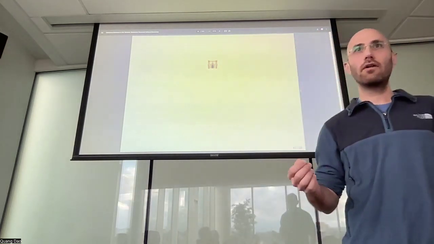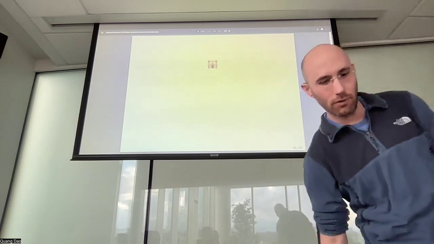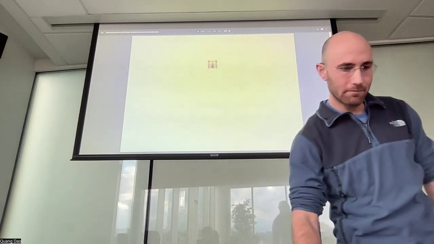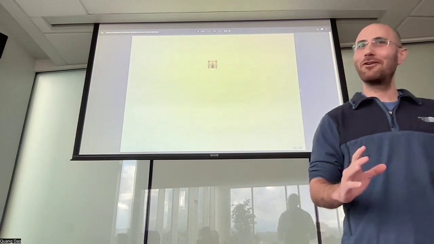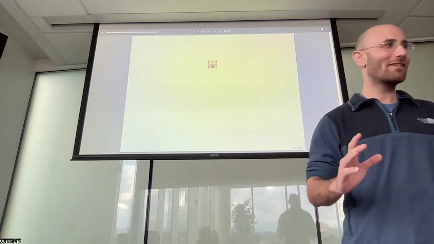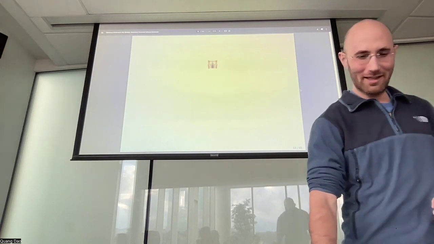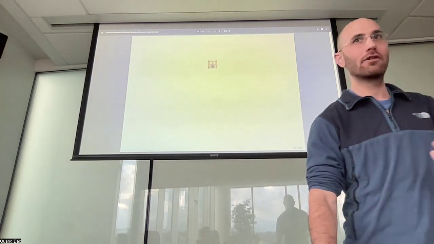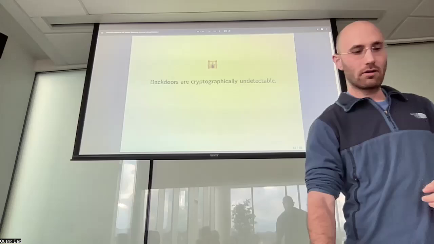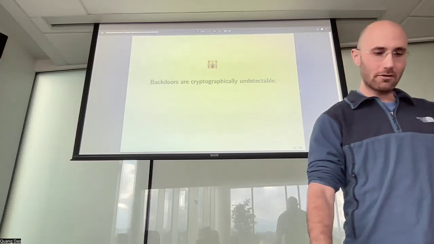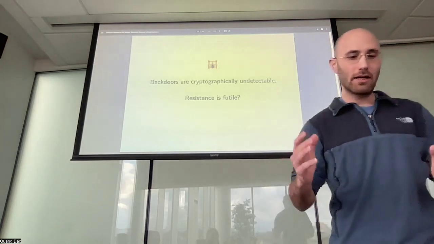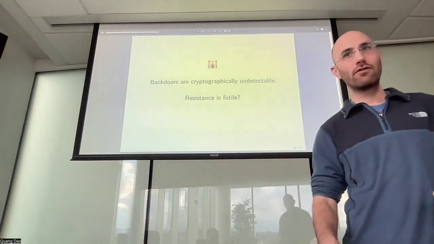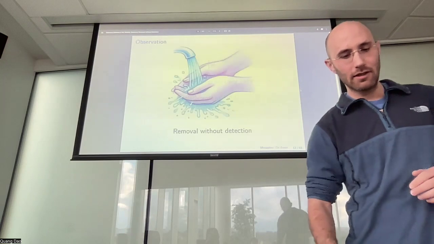Any questions so far? Okay, wonderful. So the point of this talk is sort of to say, oh, don't get your hopes down too fast. There is hope. Actually, there's stuff that the IOS could do. So yeah, backdoors are cryptographically undetectable, or they could be undetectable. Is resistance futile? Not necessarily.